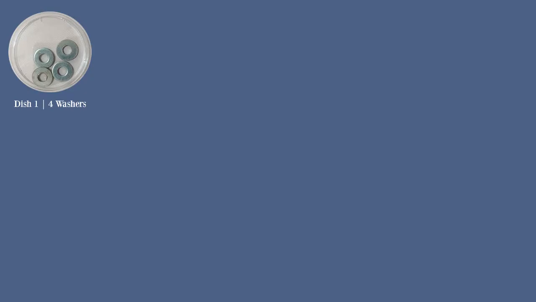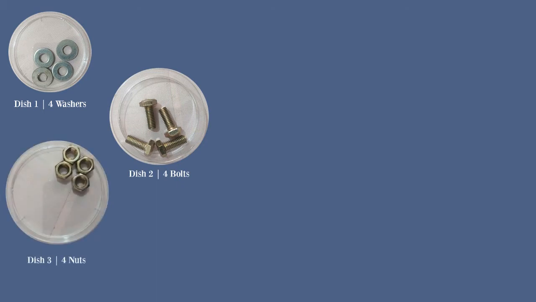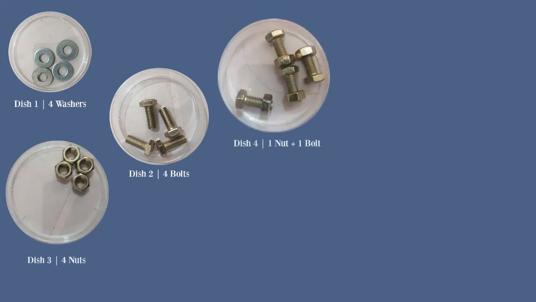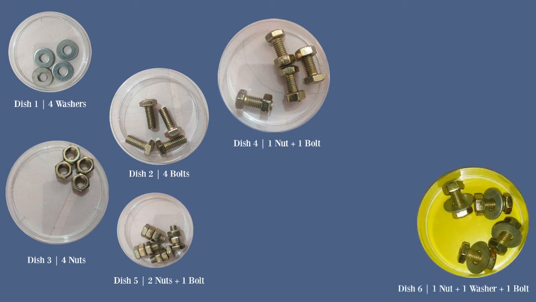In order to classify matter, we need to understand the nature of elements, compounds, and mixtures. For this experiment, we prepared 9 dishes of different materials. For dish 1, we have 4 washers, dish 2, 4 bolts, dish 3, 4 nuts. Dish 4, 4 sets of 1 nut and a bolt. Dish 5, 4 sets of 2 nuts and a bolt. Dish 6, 4 sets of 1 nut, 1 washer, and a bolt.